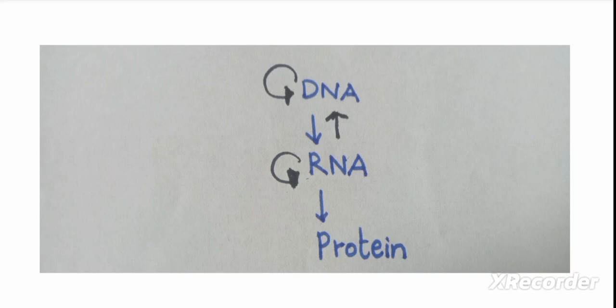And when the information is transcribed from DNA to RNA, this is known as transcription. And when the information is transferred from RNA to DNA, this is known as reverse transcription. And reverse transcription occurs in case of retroviruses, that is HIV. So the information can be transferred from DNA to RNA and RNA to protein, but the information does not flow from protein to nucleic acid. It does not occur.